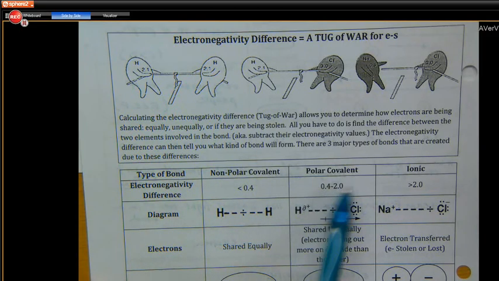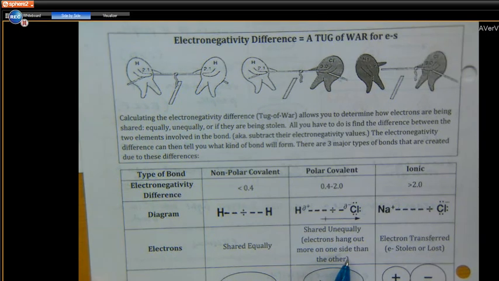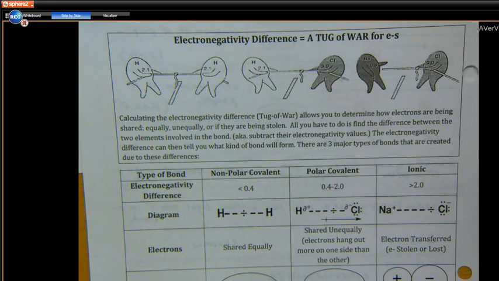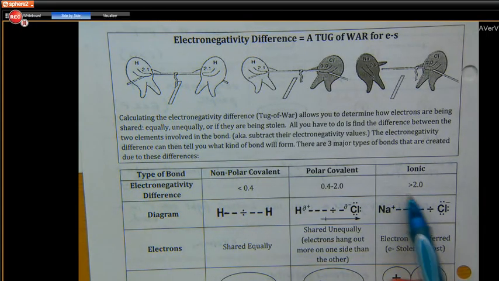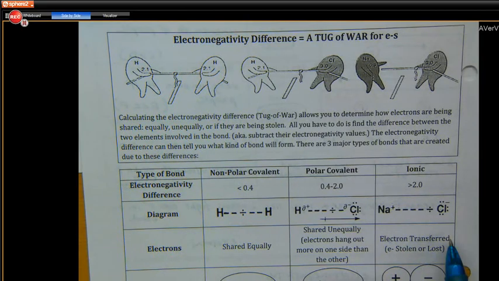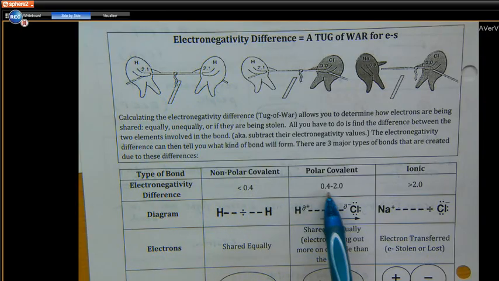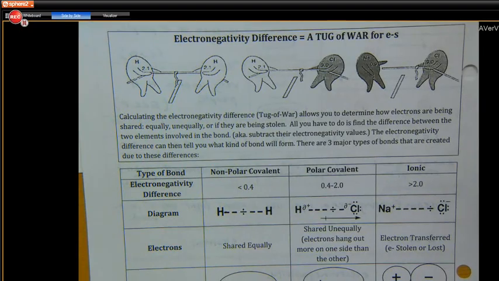So go ahead and read this, and I would like you to answer question number 16, where you are going to be determining the types of bonds between different atoms. Before we do that, we're going to just really quickly go through some notes with you. Then I'll give you time to work on that, and then we'll do some intermolecular forces notes.